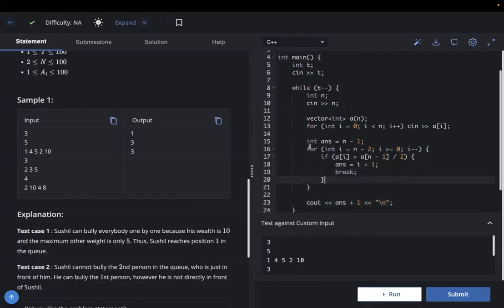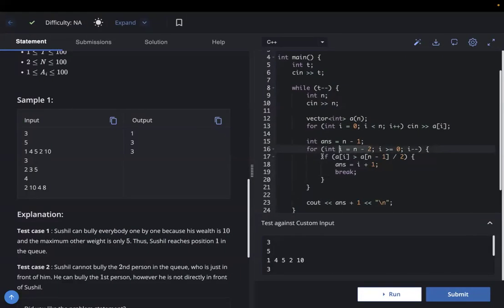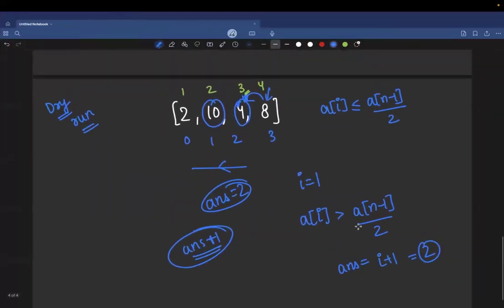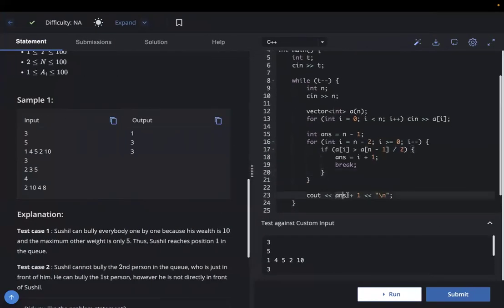So as per our explanation, we will go from the second last guy, that is having the index n minus 2 in our zero based indexing. And as soon as we find a guy who is having more than half of the money which Sushil had, then we will say answer equal to i plus 1, right? And at the end of the day, since our answer here is in zero based indexing, but we have to print the answer for one based indexing, that is why we will add 1 to the final answer.